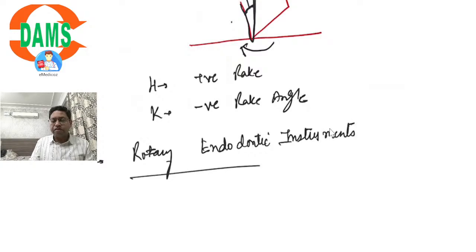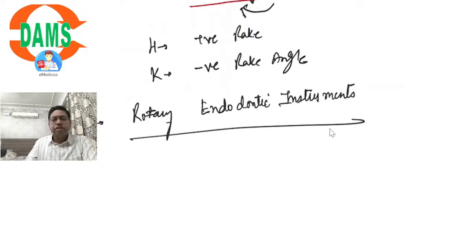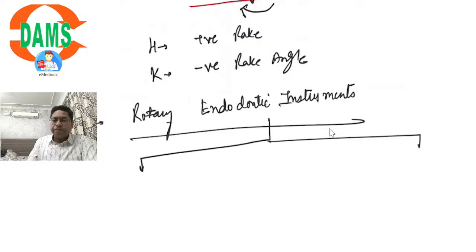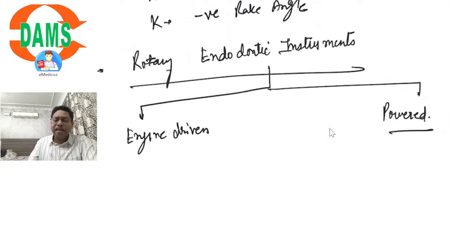Rotary endodontic instruments. Rotary instruments, if we have to group them, are sometimes called engine driven, and powered instruments. Engine driven instruments are low speed, mostly used with contra-angle handpieces, latch type handpieces. Power driven instruments are usually high speed.